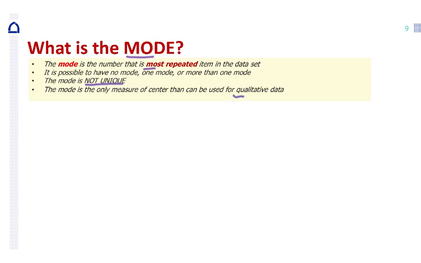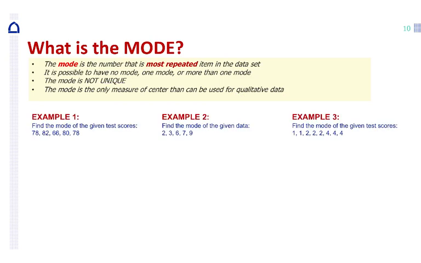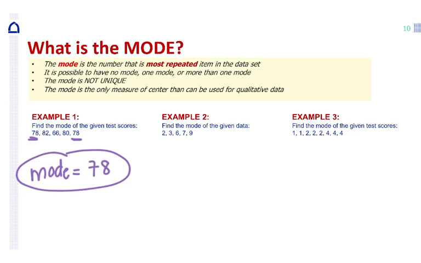When we have qualitative data, that means word data, like what is your favorite color? The data we collected is in the form of words, then the only measure of center we can use is mode. So let's do some examples. All right, the first example, we have some test scores and we want to find the most popular, the most repeated test score. Looks to me like the mode in this case is 78. So this is a case where there is just one most popular item in that data set, one mode.